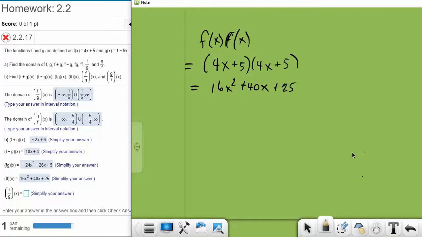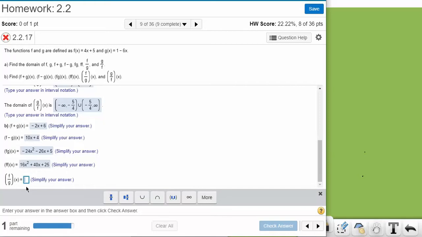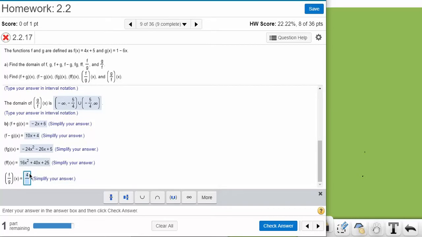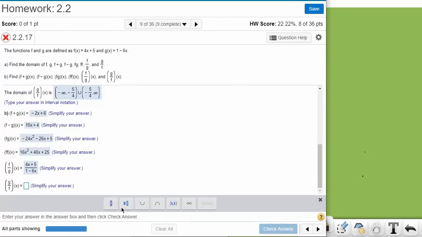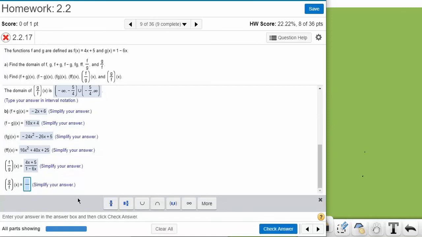Okay, and then f divided by g. So f of x divided by g of x. So that'd be 4x plus 5 over 1 minus 6x. And it doesn't simplify, so we just leave it like that. Oh, we got to use the, so I have to do 4x plus 5 over 1 minus 6x. Okay, and then now we're going to flip it around. So 1 minus 6x will be on top. Then on bottom will be the 4x plus 5.